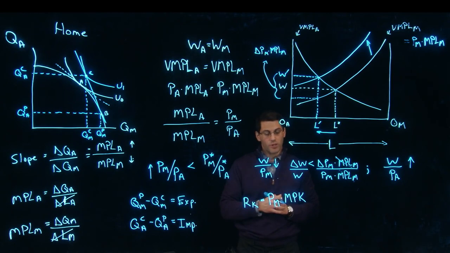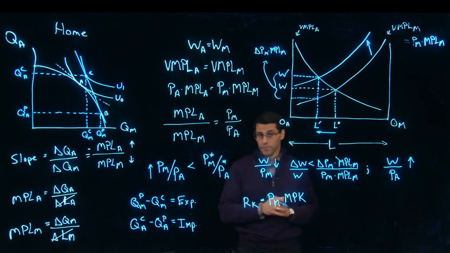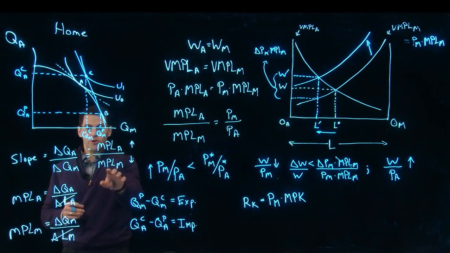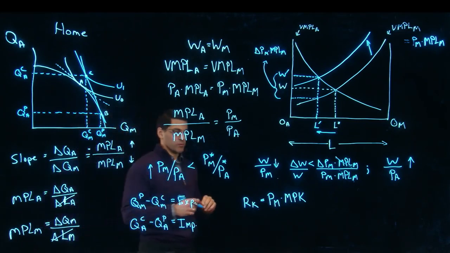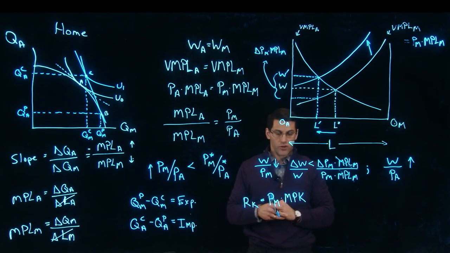So what's happening in this case? Well, the rental rate, what do we know? The price is going up. We said that was our setup. But what happens to the marginal product of capital? So here, we come back to these notions of the marginal products. And actually, we come back to what we said in the early part of this lecture.